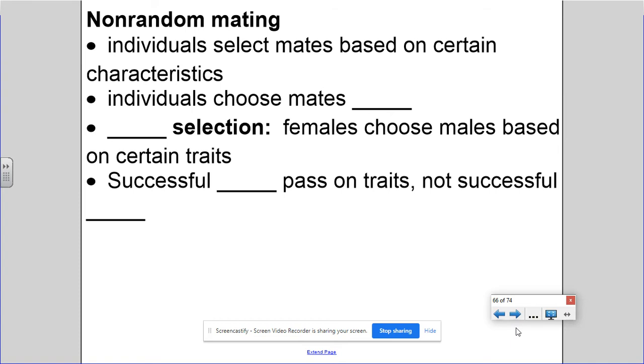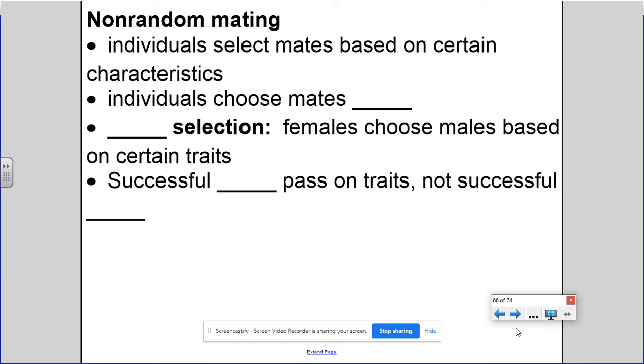Next, we have non-random mating. As you listen and write this down, think about whether or not this applies to humans. Non-random mating means that individuals select mates based on certain characteristics. Individuals are definitely going to choose mates that are nearby because that makes sense. This is actually an example of sexual selection, where females choose males based on certain traits. And remember that successful reproducers pass on traits, not successful survivors.